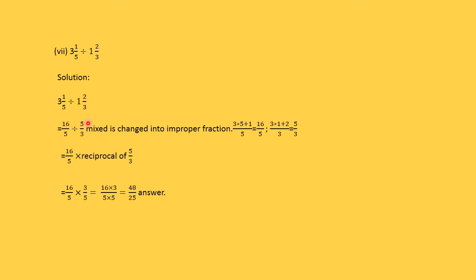Now both of them have been converted into improper fractions. What do we have to do? We have to change the divided by symbol into multiplication by writing the reciprocal of 5 by 3. The reciprocal of 5 upon 3 is 3 upon 5. Nothing gets cancelled here, so we multiply. Numerator into numerator, denominator into denominator. 16 3s are 48, 5 5s are 25. So 48 by 25 is the answer.